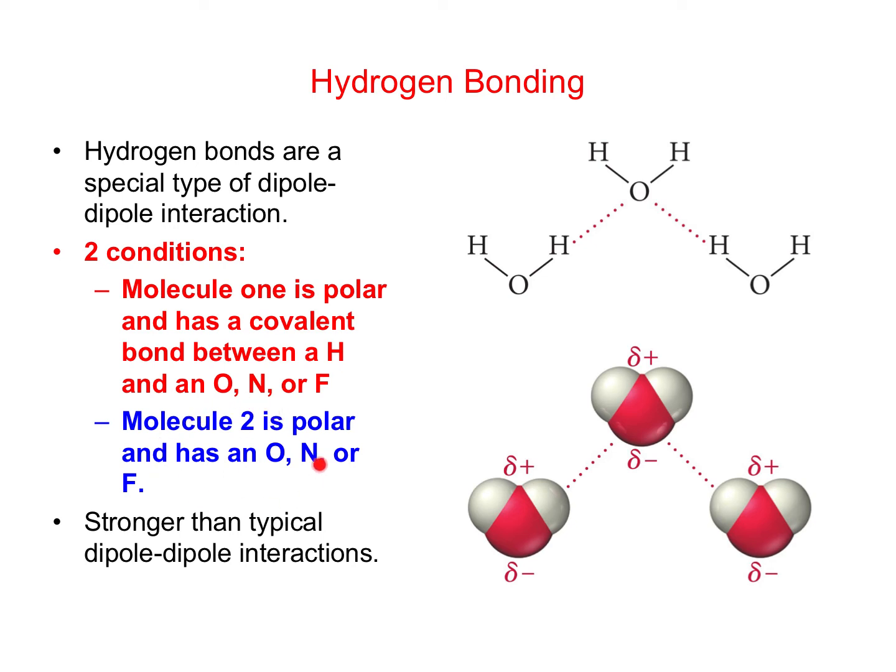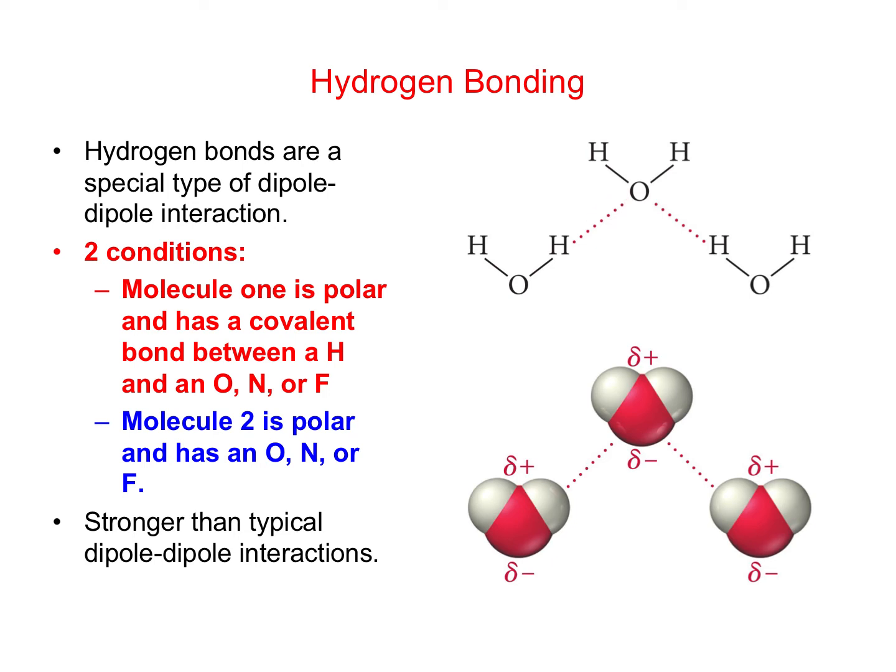The second molecule also has to be polar. It doesn't have to have a hydrogen directly connected to an oxygen, nitrogen, or fluorine, but it does have to contain an oxygen, a nitrogen, or a fluorine. And so water is an example of a compound that hydrogen bonds with itself. We have a polar molecule, we have a hydrogen covalently bonded to an oxygen in one water, and then we have another water molecule that is polar and has an oxygen. And so we can upgrade this dipole-dipole interaction into a hydrogen bond.